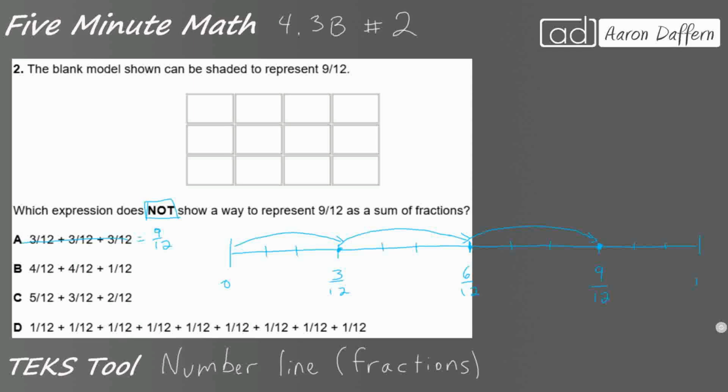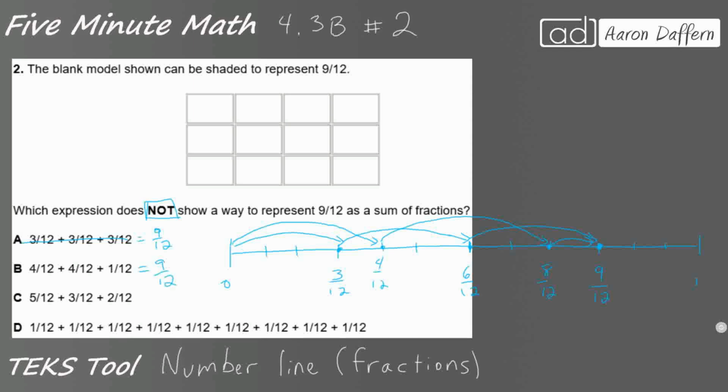So what if I did 4/12, 4/12, and 1/12? All right, so I'm going to do another jump right here. So I'm going to go to 4/12. I'm going to start a little bit higher and jump right there. Another 4/12 is going to get me to 5, 6, 7, 8. So I'm going to go all the way to my 8/12. Then I'm really close to 9/12, and I only need 1/12 left. So that is also going to work.